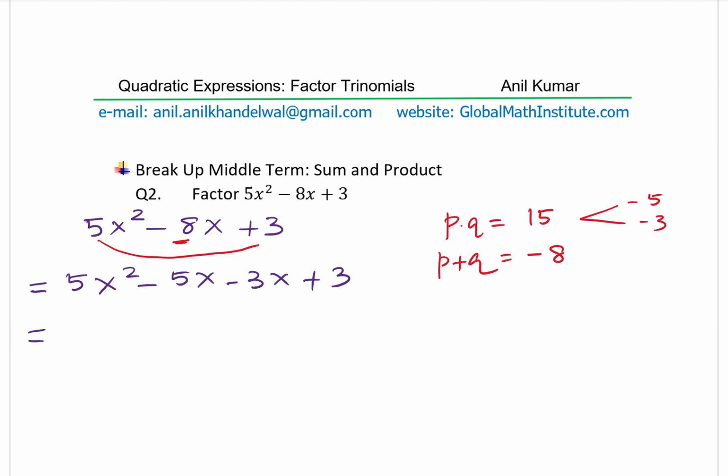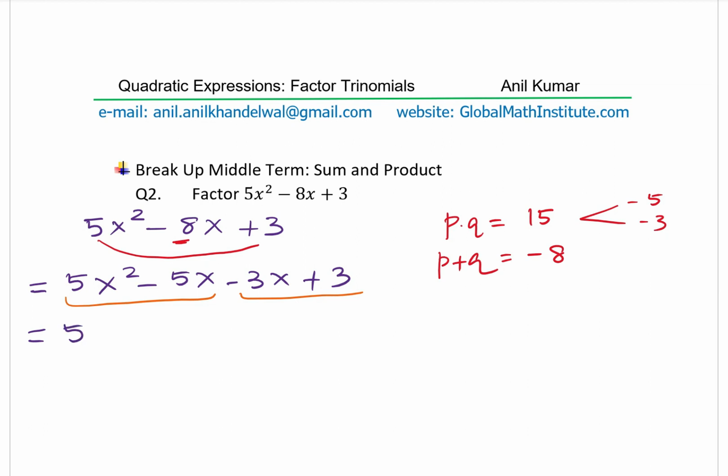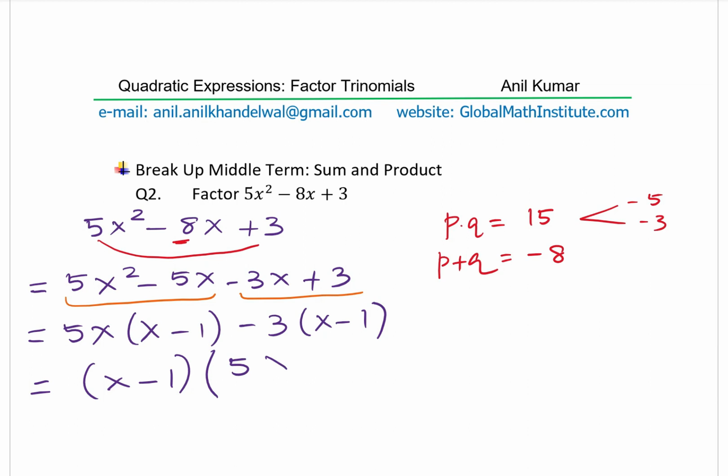Now we have 4 terms. Let us see what is common between the first group and the second group. In the first group, we could take 5x common, and we are left with x minus 1. In the second group, 3 is common. We are again left with x minus 1. Since x minus 1 is a common factor, it can be factored out, and you get your final result, which is x minus 1 times 5x minus 3. Perfect. So that is how we are going to factor the trinomial where the leading coefficient is not 1. Perfect. Let's take up one more question here.